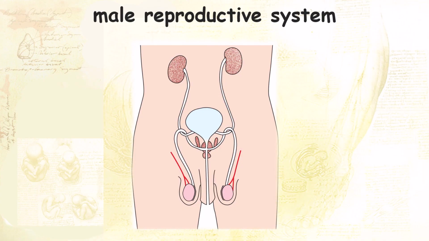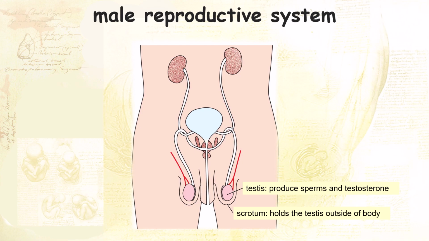Let's start the labeling from the testis, where the male gametes, sperms, are produced. The male hormone testosterone is also produced here. The scrotum is the skin that holds the testis outside of the body to keep it at a lower temperature, which is needed for the proper development of sperm.